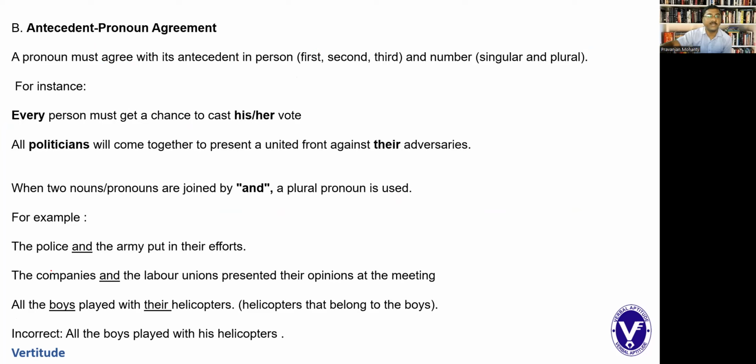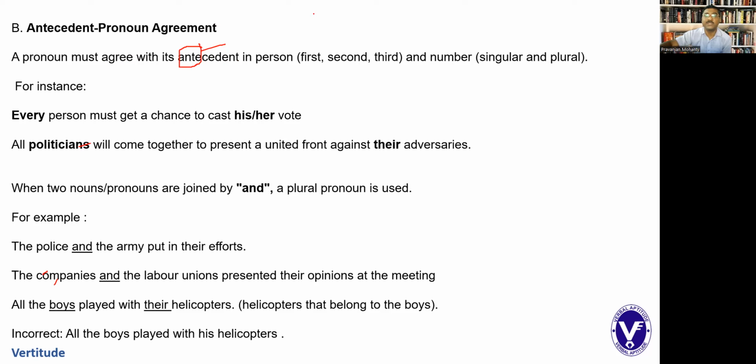Antecedent pronoun agreement. This is again an important one. Remember this: a pronoun must agree with its antecedent. Antecedent means ante, and ante means before. Vocabulary: ante means before, cede means go. So one which goes before is the antecedent.